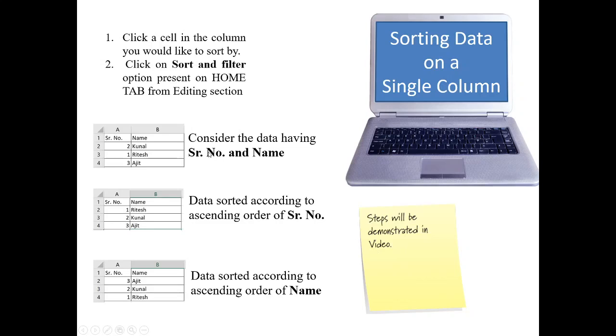As you observe, the data contains a serial number and a name. If we sort on serial number in ascending order, then the result is this. Just observe here, the serial numbers are sorted in ascending order. If we want to sort on name in ascending order, then the result becomes this. Here the names are sorted in ascending order.